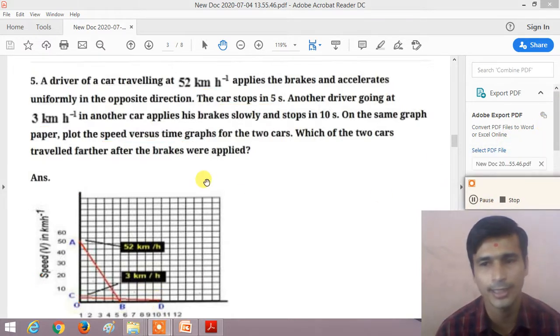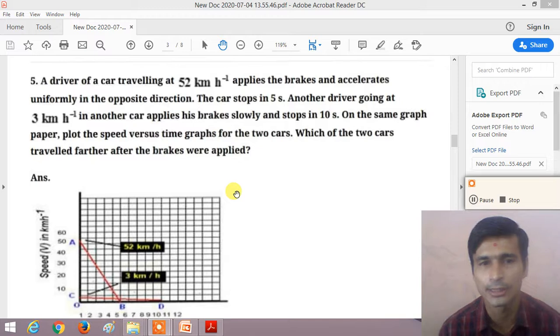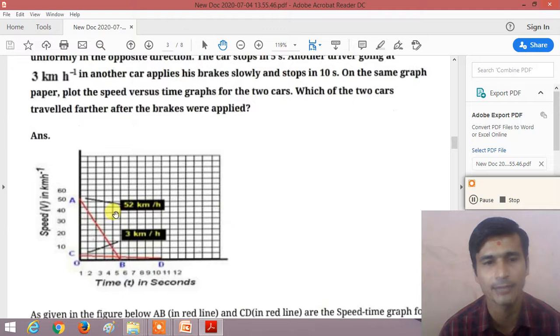So understand how we can draw the speed time graph. Now the next question is, which of the two cars travels farther after the brakes were applied? So we need to find the distance traveled by both cars after the brakes were applied, right? How do we calculate the distance traveled by an object from the speed time graph or a velocity time graph? So how can we calculate the distance?